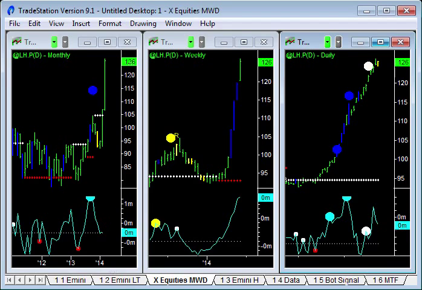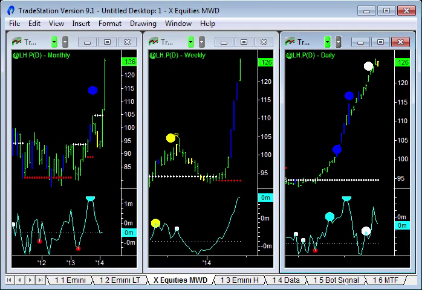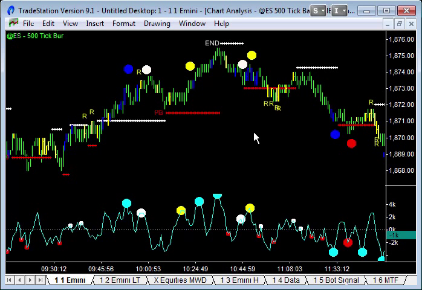But there we go. So that's just Chuck's comment on lean hogs and how the better indicators showed that little breakout into the last move. But the question is about the flush patterns, so let me go into that in a little bit of detail. So a typical flush pattern looks like this.